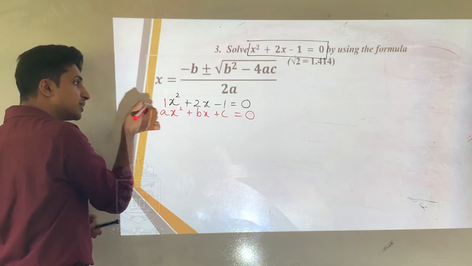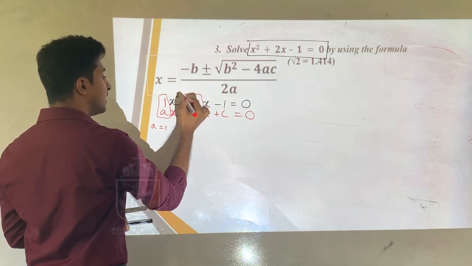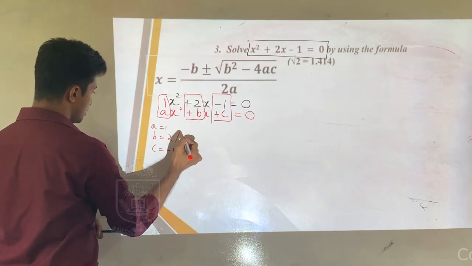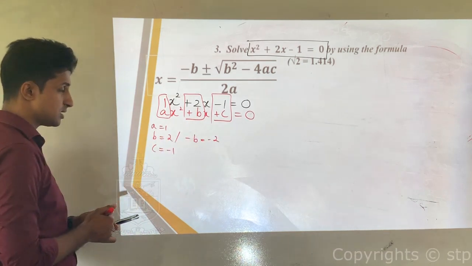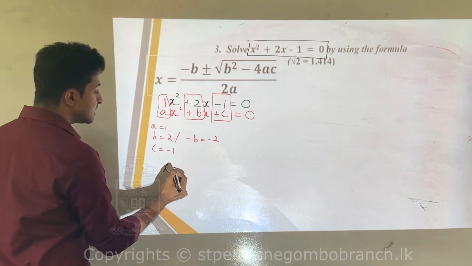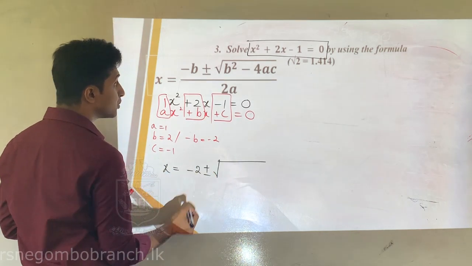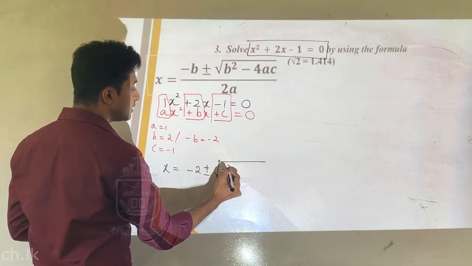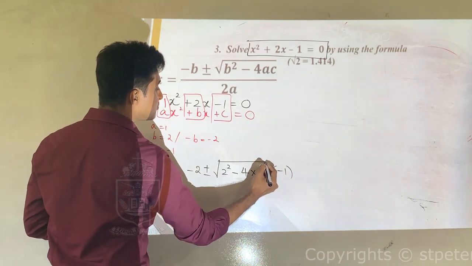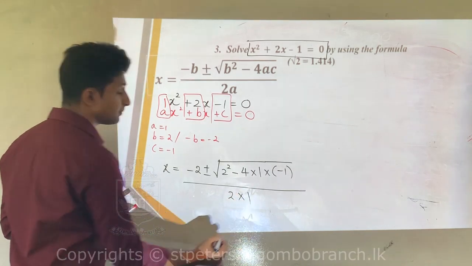Here, if there is no number, we know there is 1 here. Then a value is going to be 1, b value is going to be 2, c value is going to be minus 1. Also, minus b is going to be minus 2. Then take the answer. X equals minus b is minus 2 plus or minus square root b squared is 2 squared minus 4 into a into c is minus 1 this time. Divide by 2a, that is 2 times 1. Okay.